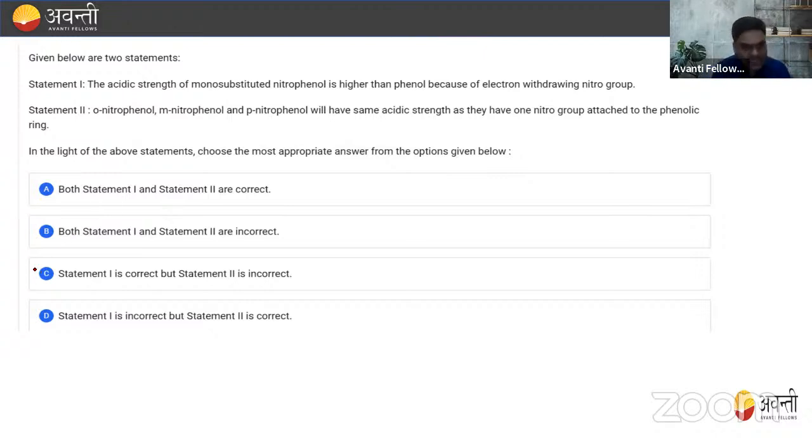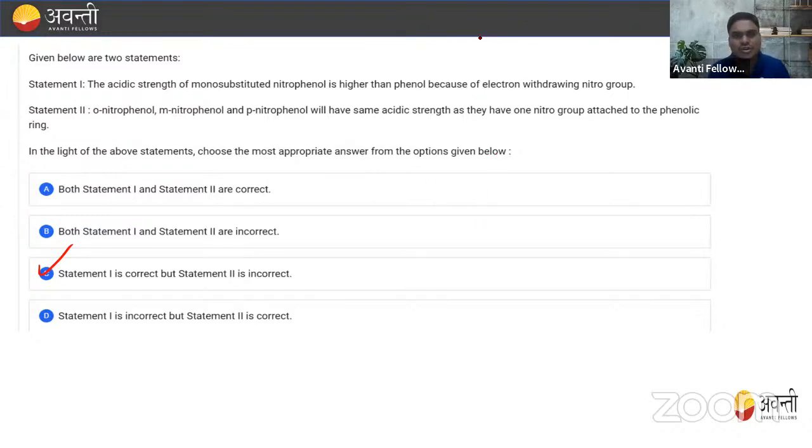Statement 1 is correct because the acidic strength of monosubstituted nitrophenol is more, because this is an electron withdrawing group, right? Now this is also yes, electron density only at ortho and para position. Very good beta, right? So सबने ही सही answer किया है. So ठीक है, सबने सही किया.